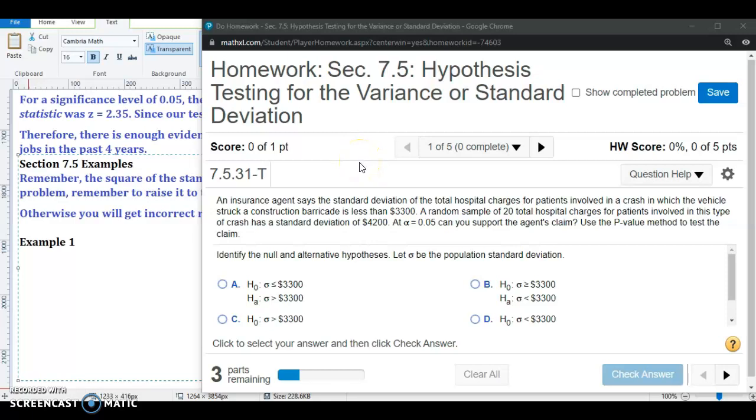Hello students, so we're going to go ahead and look at some examples from section 7.5 on hypothesis tests for the variance or standard deviation.